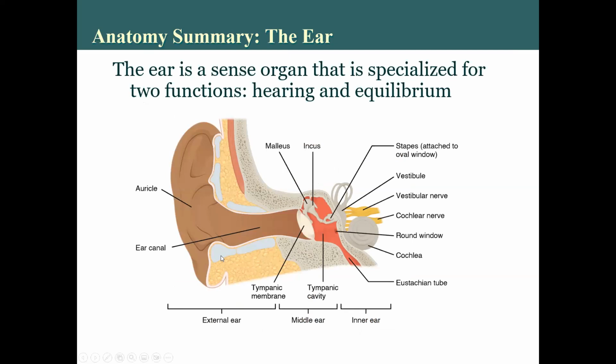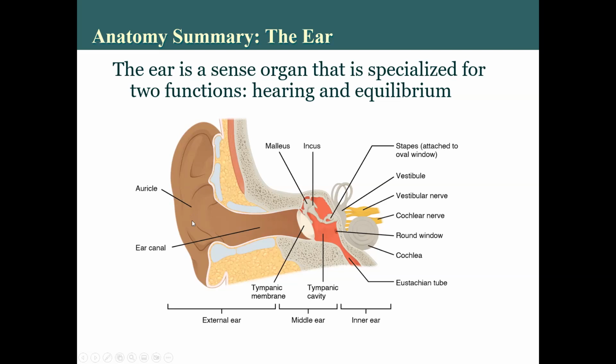The ear is a sense organ that's specialized for two functions, hearing and equilibrium. Now we're going to focus just on hearing for now, and these are the main structures involved. So if I ask you, and I'm probably going to ask you, how does hearing work? You need to tell me about all these structures, starting from the auricle or pinna, going through the ear canal. By the way, all of this here is external ear. Everything here in red is middle ear, and everything in gray and yellow is inner ear.